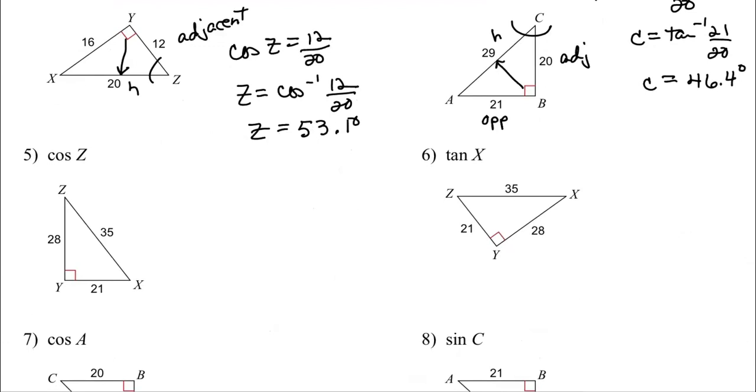Okay, number 5, cosine of Z. First thing, get your hypotenuse so you know where it is. Cosine of Z. From Z's perspective, cosine is adjacent, right? So I'm going to write down SOHCAHTOA.